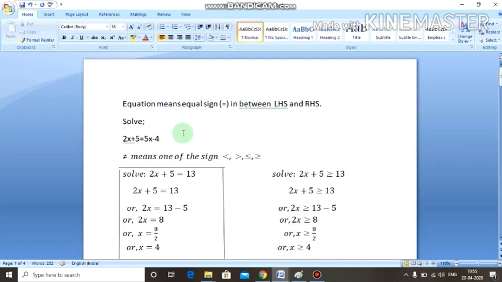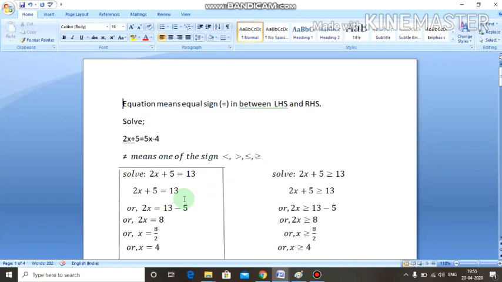So obviously inequation comes from inequality. So what is inequation or unequal? Unequal means which is not equal. Not equal means we can think about either less than, or greater than, or less than or equal to, or greater than or equal to. Among these four, if any one is in between the left hand side and right hand side, then we can say that it is an inequation.